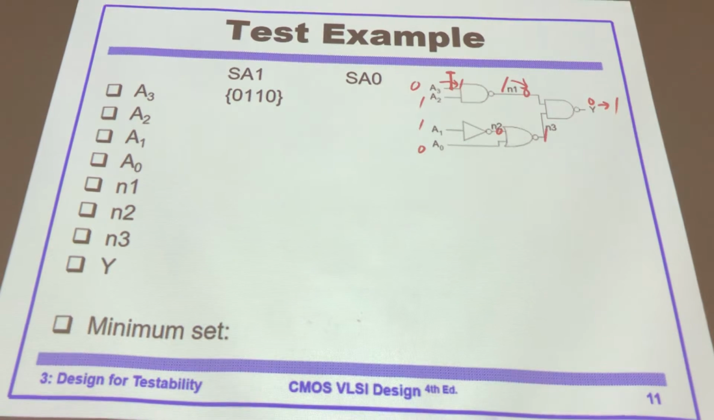Let me repeat it. The reason why we give 0, 1, 1, 0 is we try to provide some pattern that can tell the output normal or abnormal, correct or incorrect, right? If you give 0, 1, 1, 0, the correct value should be 0 here, but if there's a stuck 1 fault, you get 1. Originally, you should get 0, but you get 1 if there's a stuck 1 fault. So you can tell whether or not the chip has the fault.